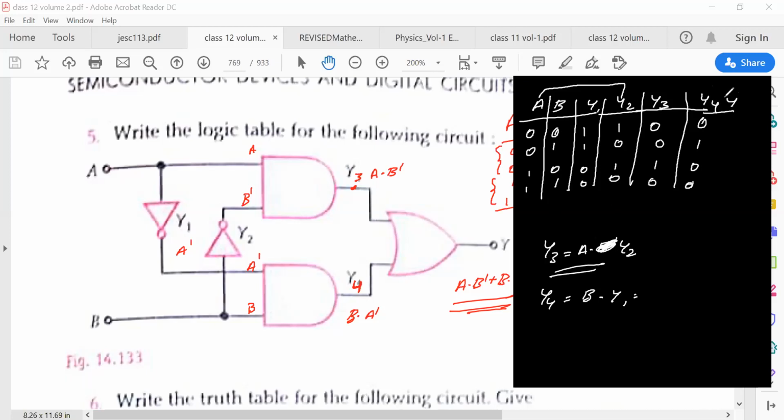Now y. So y is nothing but the OR we mentioned. If any one output is 1, that is enough. So it is y3 and y4. So y is equal to y3 plus y4. So it is 0 0 0, 0 1 1, okay, 1 0 1, 0 0 0. So this is nothing but the output for your XOR gate. It is your output for your XOR gate. Okay, so take it down.